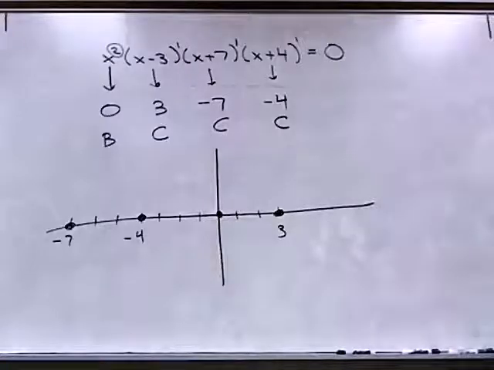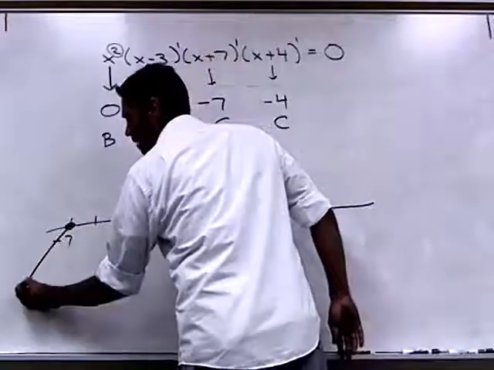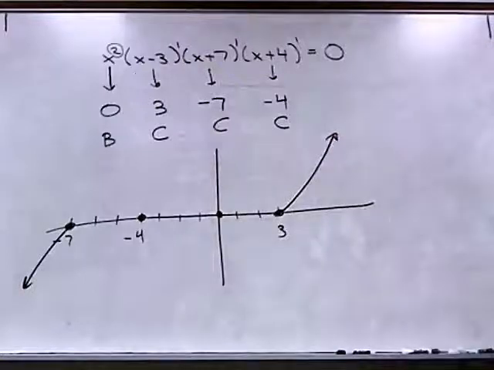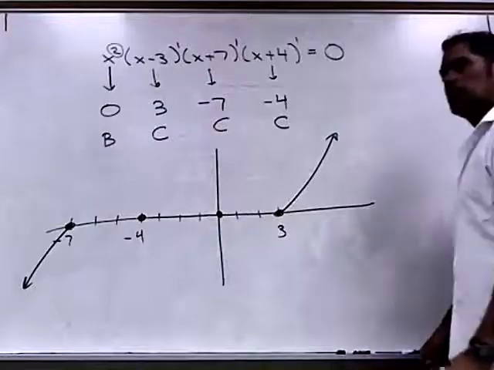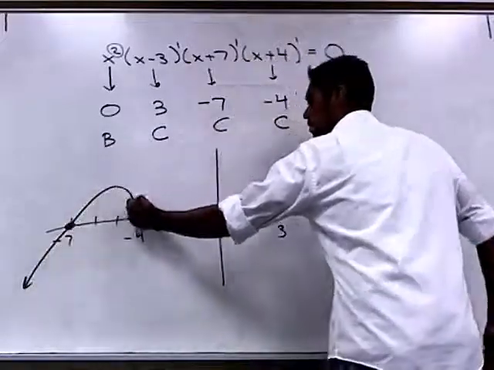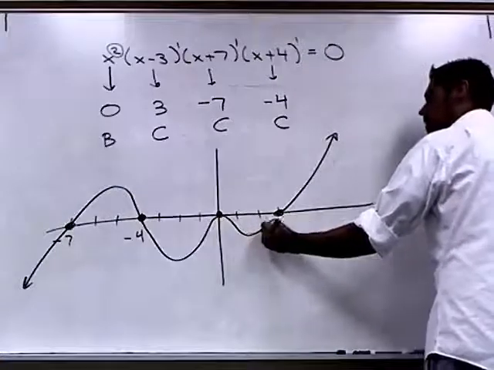My left and right hand behavior: left side goes down, so from this point down, from this point up. And then I cross everywhere except 0, I bounce, right? So I come up here like this, draw it, I cross through, I bounce off 0, and then I come back and cross through.